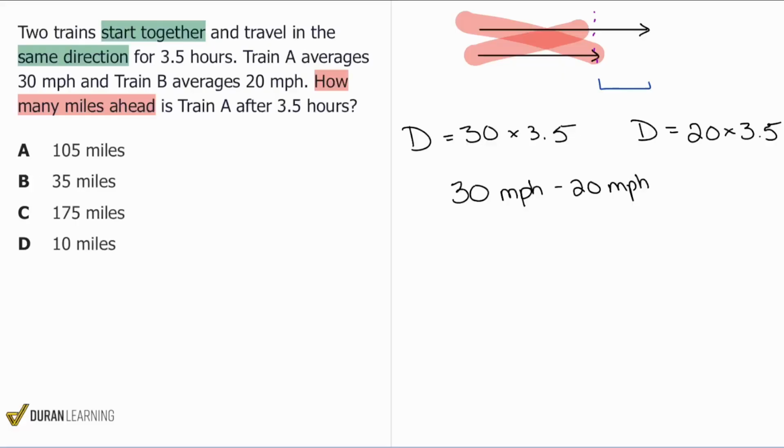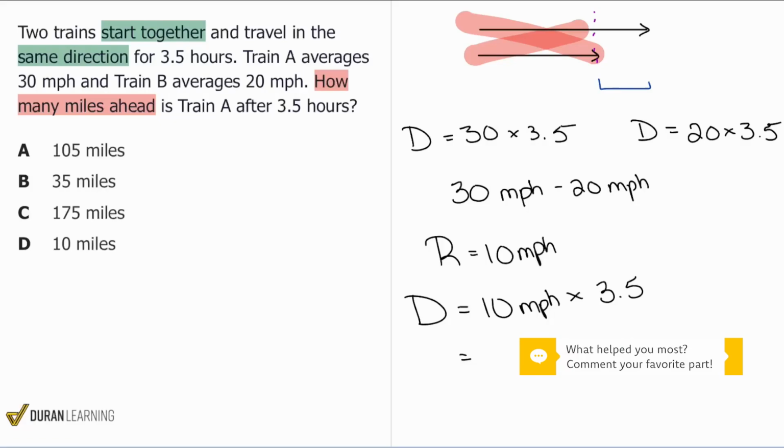Hardest question of the day, everybody. What's that going to be? 30 minus 20 gives us 10, and we have the true rate. So the actual distance apart that they're growing at is 10 miles per hour multiplied by 3.5. And everybody, I think we all know if we're multiplying by 10, that's the same as just moving that decimal place over, which is going to be 35 miles. And there we are. That is answer choice B, and we're all good.